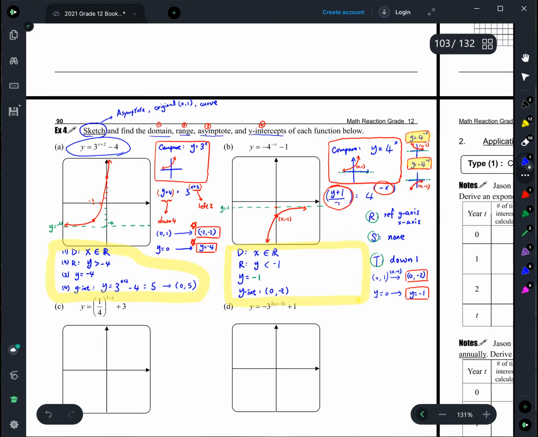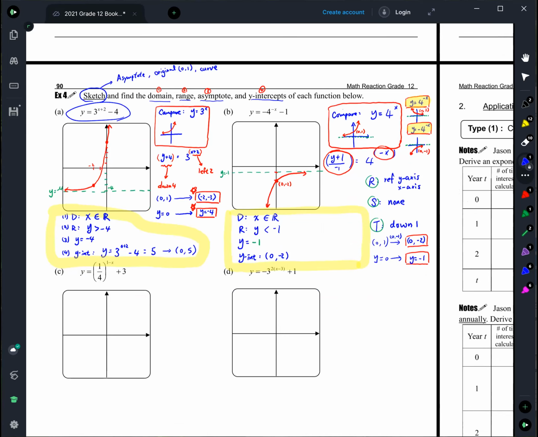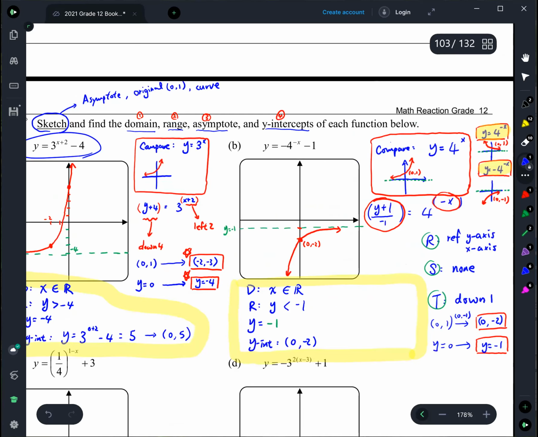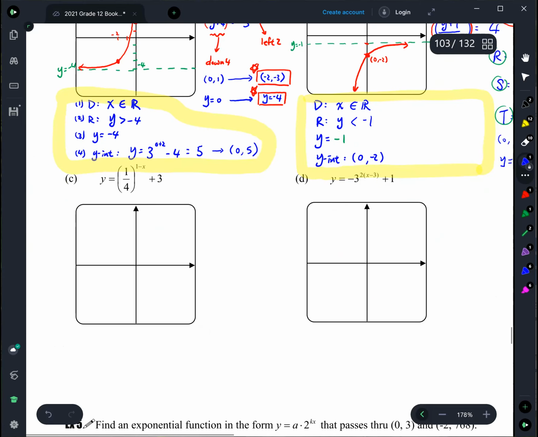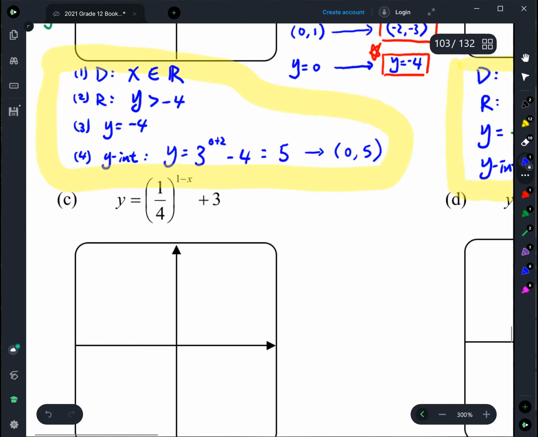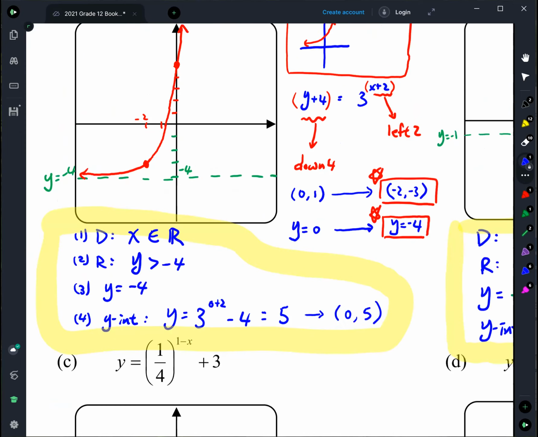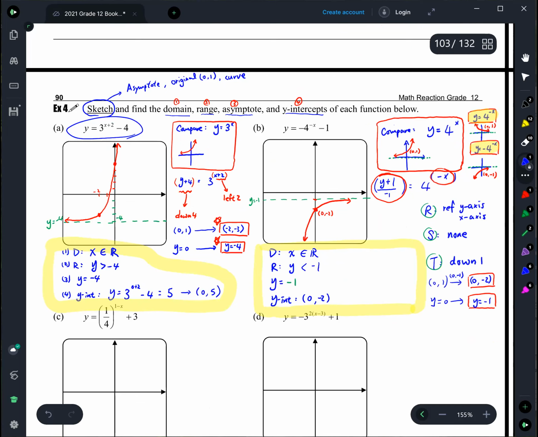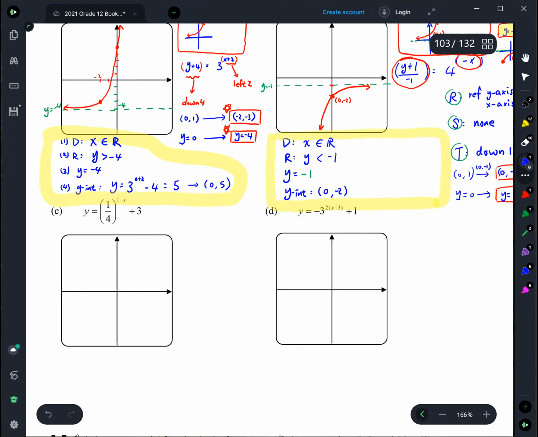Okay, so these two are both increasing, right? Because you have a base of 3 and a base of 4. Let's look at one more example that is decreasing. You have a base of 1/4. And then instead of just simply x, if you compare with the other two examples we just did, the first one we have x plus 2, the second one we have -x. Okay, question C, you have 1 minus x.